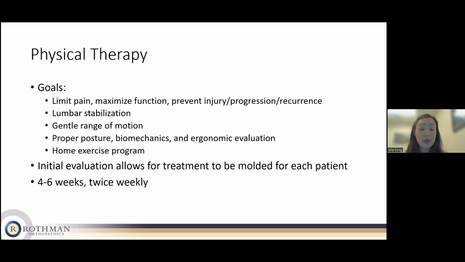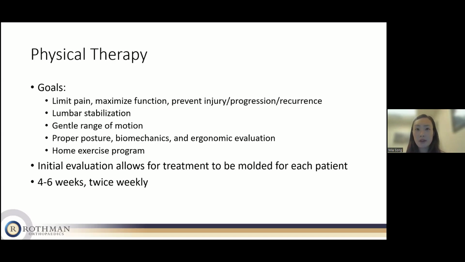The initial evaluation when you see physical therapy for the first time is going to be probably an hour-long evaluation session where they may take some measurements or see how much you can do. And then that allows the therapist to come up with a treatment plan that's specifically made for you and to be modified as you progress through your physical therapy course.